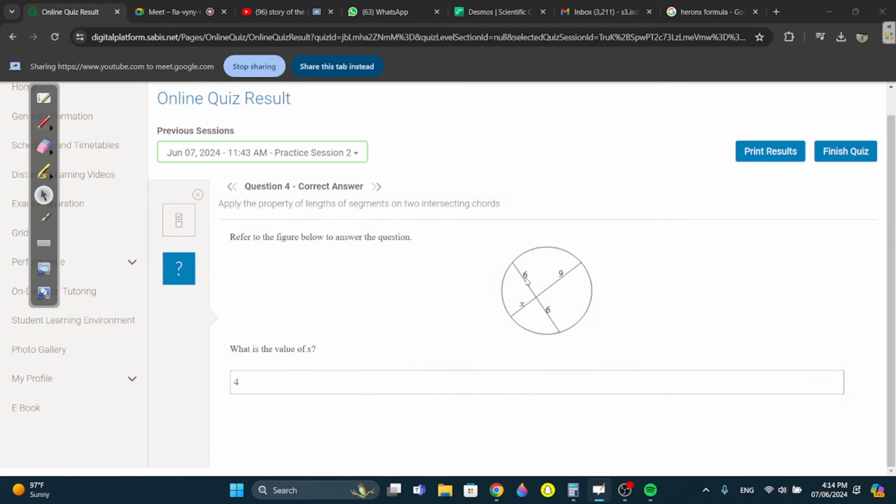Question 4, what's the value of x? For this one, it's very easy. Always remember, in a circle, like we did in question 2, this times this equals this times this. So 9x equals 36, so x is 4. Okay. Question 5.